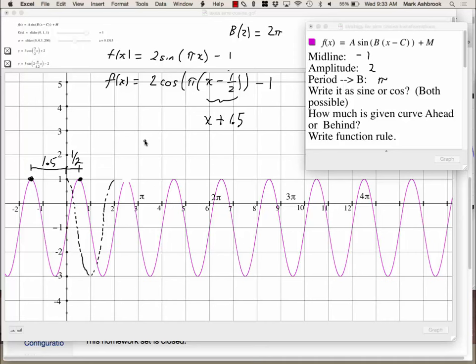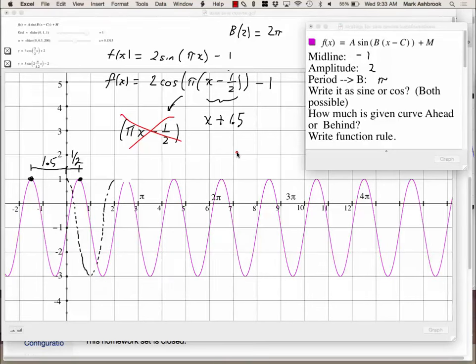Yeah, because you didn't put the right parentheses. Look at how I have it. Pi times quantity x minus 1/2. This is a common mistake. You can't do this, right? And that's kind of what he did. You can't do pi x minus 1/2. That's different. That's not right.